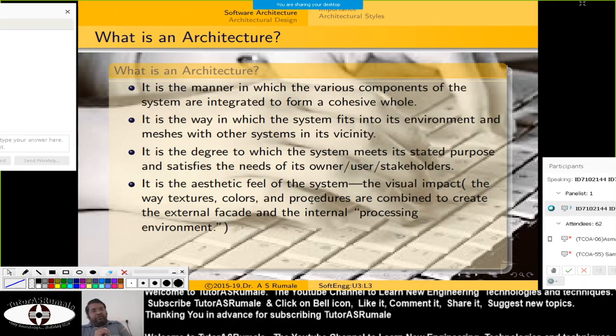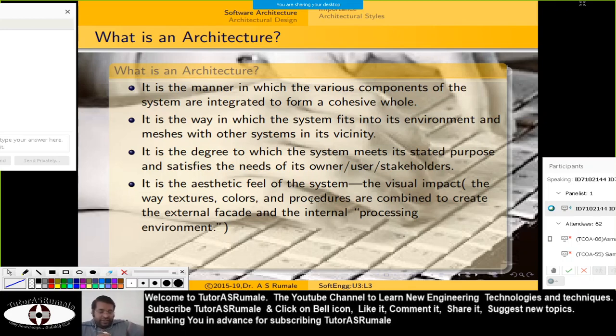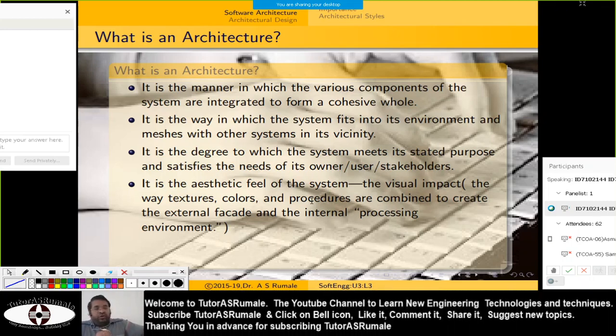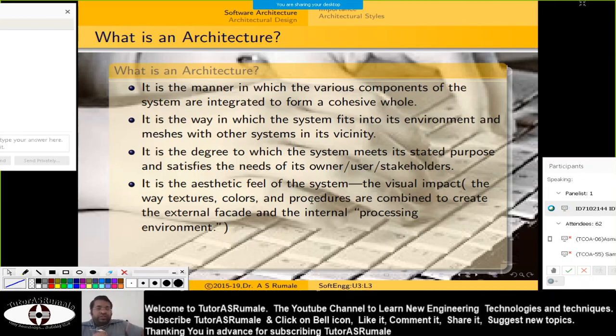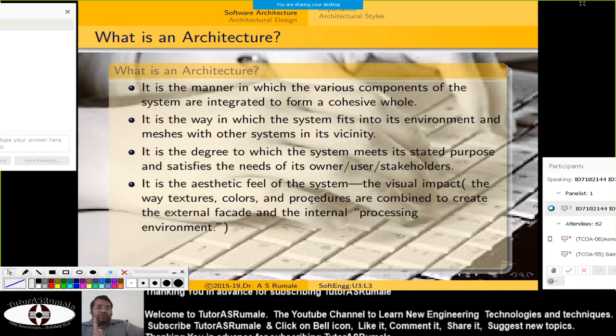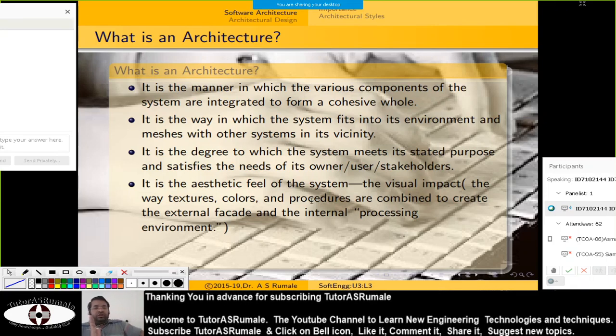Many times, even if the system is usable but its aesthetic is not good, many users won't like to use such systems. And that is why when we say what is an architecture, it is also the aesthetic feel of the system.